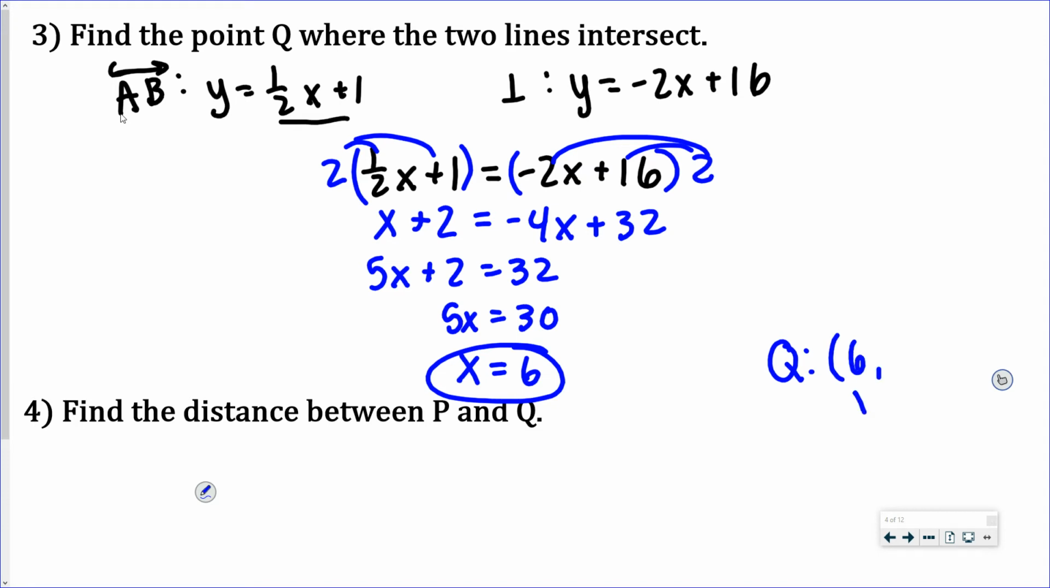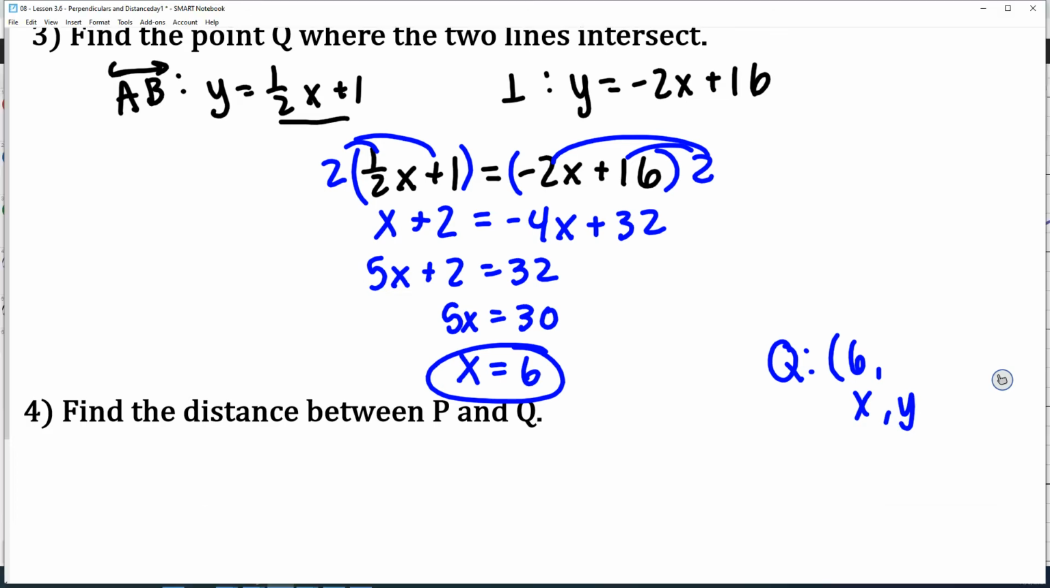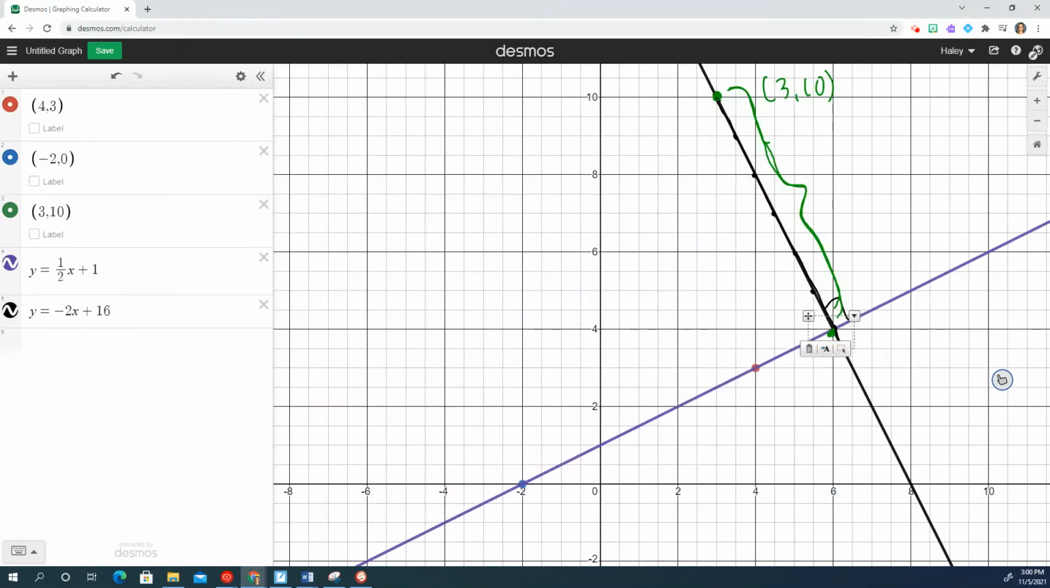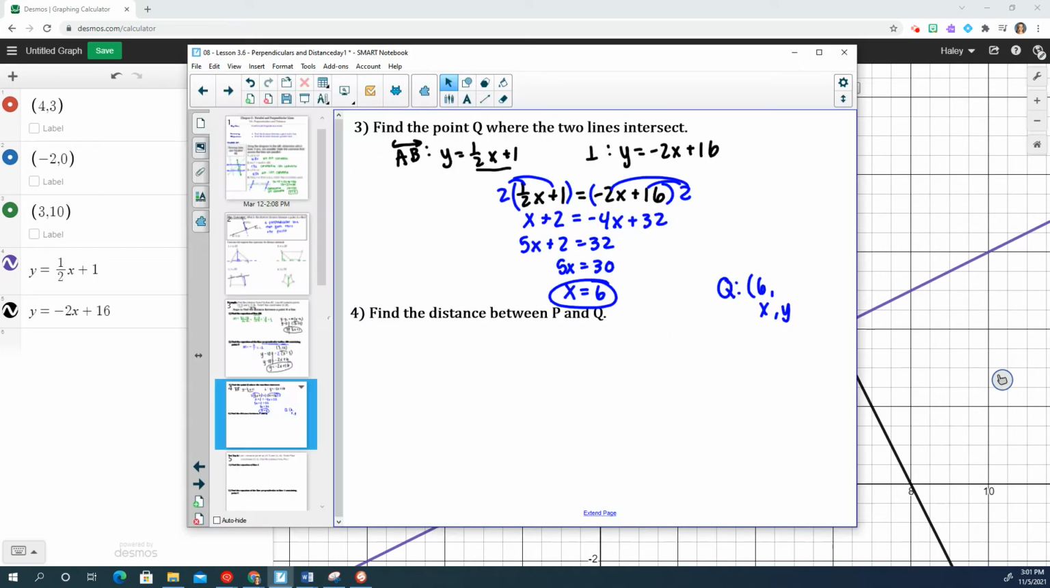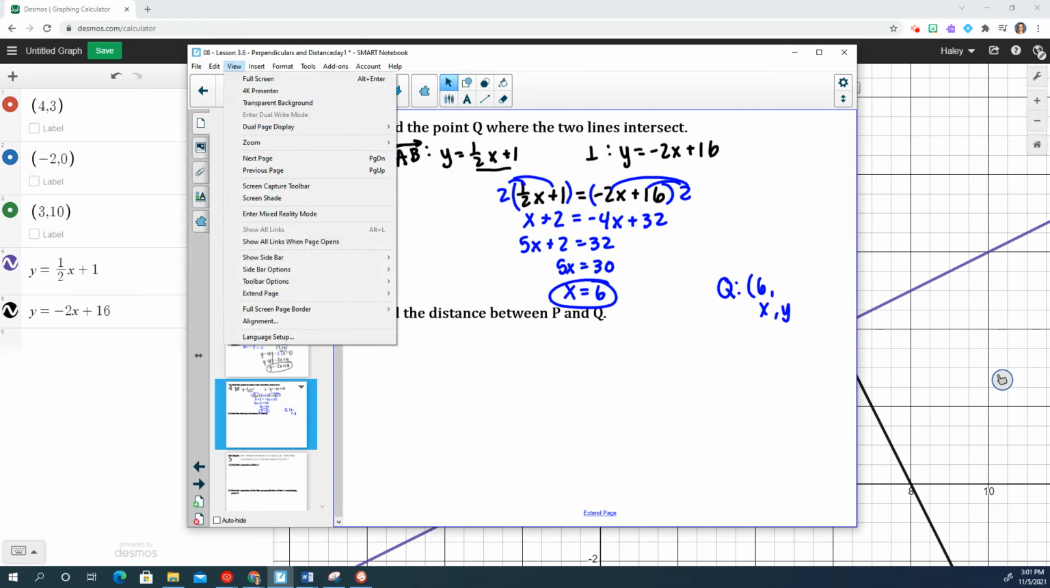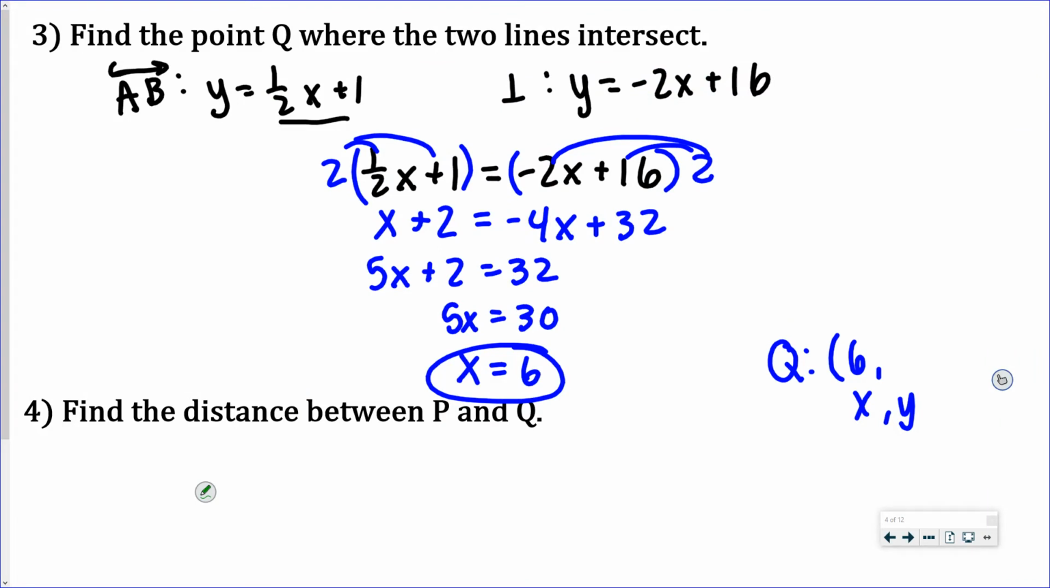So we found the x-coordinate is 6, but I need to know the y-coordinate. And if we look back at our graph quick, does it make sense that at this point, the x-coordinate is 6? Yeah, we can figure out what the y-coordinate is. But to find the y-coordinate algebraically, take either of your equations, and when x is 6, figure out what y is.